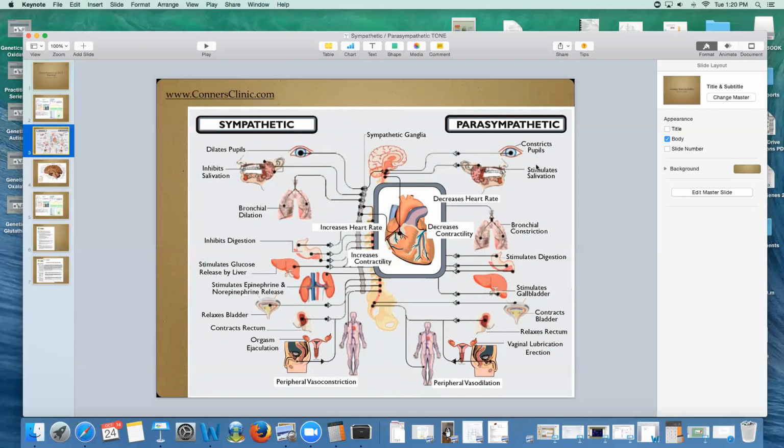Your parasympathetic reaction, on the other hand, is going to constrict your pupil. It's going to cause excess salivation, so you're going to have more saliva in your mouth because it's getting ready for digestion, and saliva has amylase in there to help digest carbohydrates. It's going to slow your heart rate. This is what slows down your heart rate, decreases the contractility of your heart.